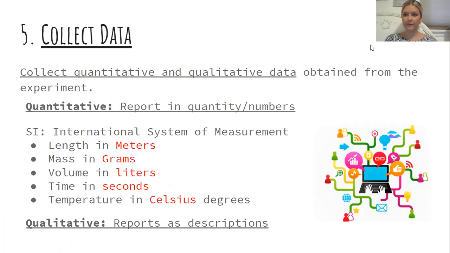All right, number 5. So after we figured out all of that, we need to now collect the data. Collect quantitative and qualitative data obtained from the experiment. Quantitative is reported in quantity numbers. So International System of Measurement: length in meters, mass in grams, volume in liters, time in seconds, temperature in Celsius degrees. Qualitative is reported as descriptions.